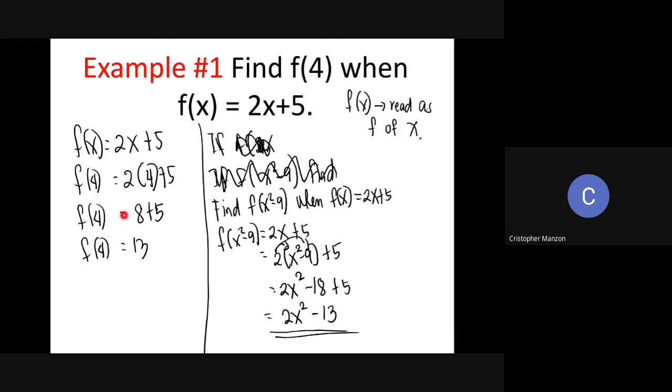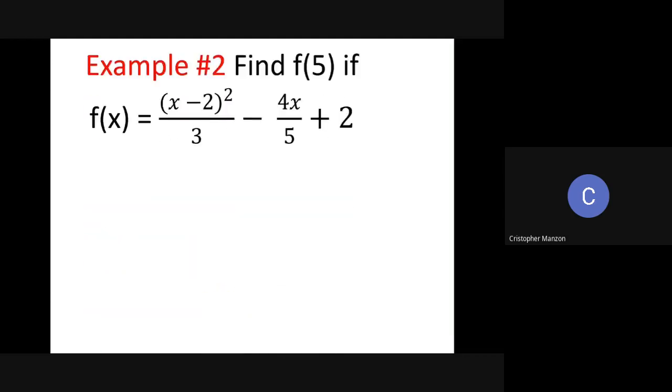Okay? Sige. I'll give you 2 minutes to answer number 2. Find f of 5 when the given function f of x is equal to x minus 2 quantity squared all over 3 minus 4x over 5 plus 2. Go. And you type your final answer.